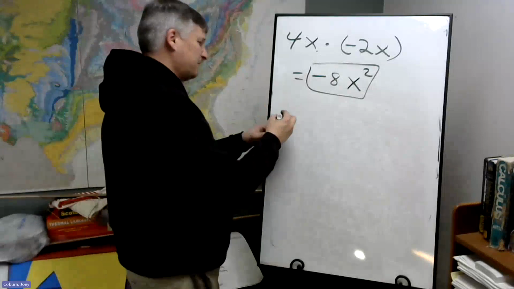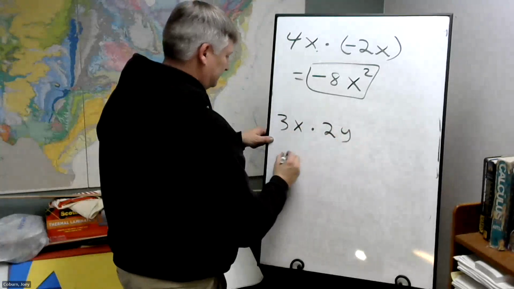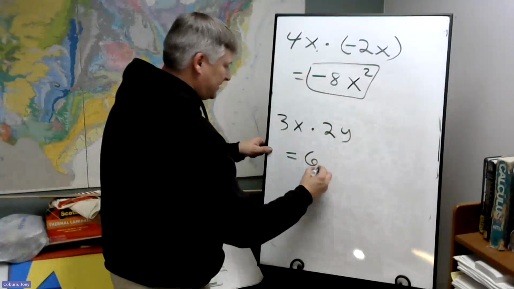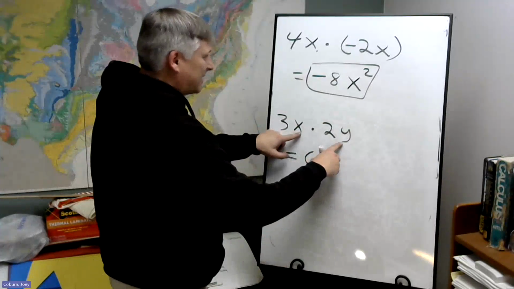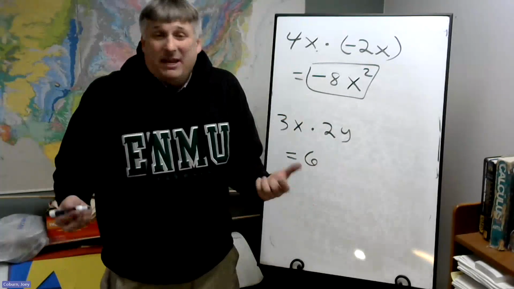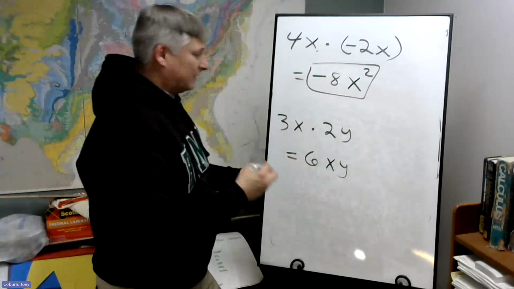And likewise, if we had different variables, multiply the numbers together, we get 6. Multiply the variables together, well, x times y is x times y. We can't do better than that. So we'll just leave it like that.